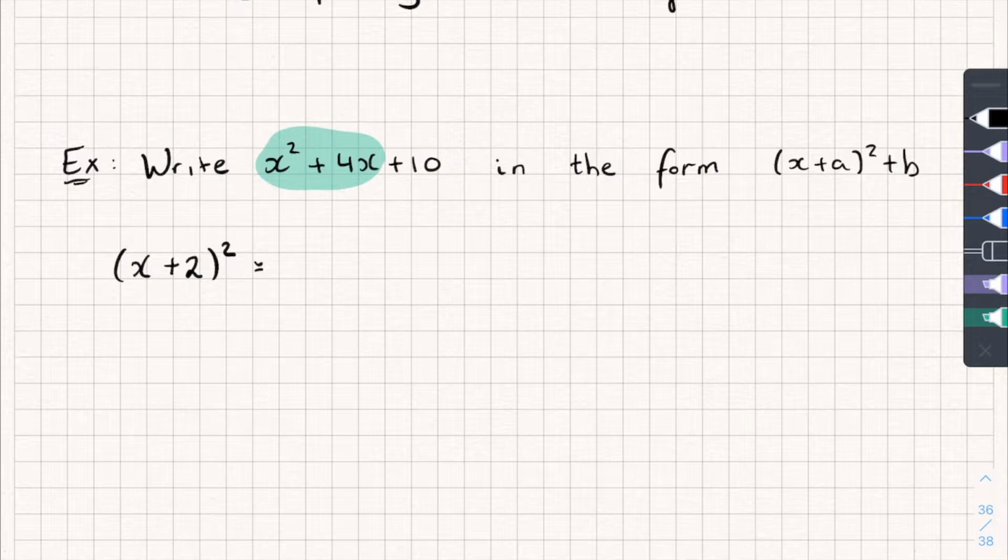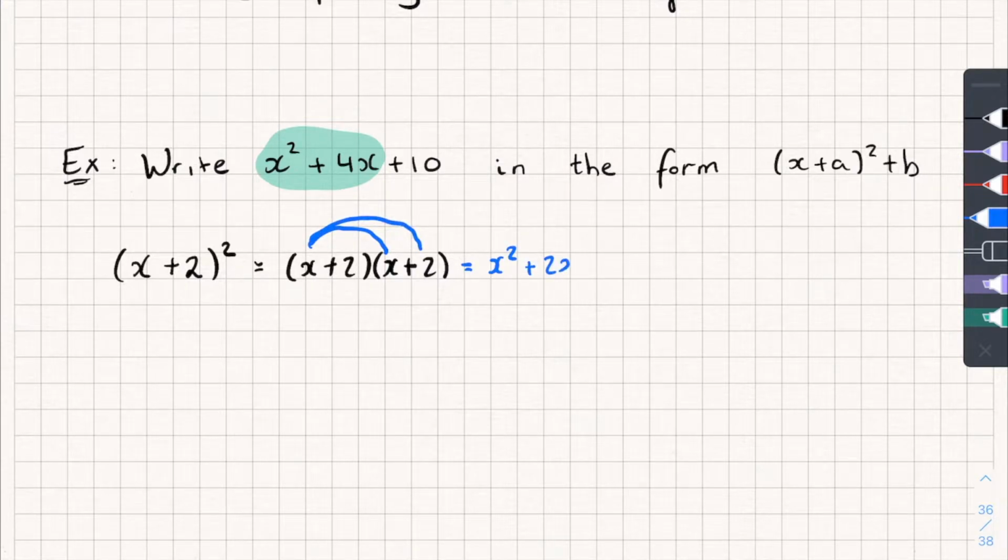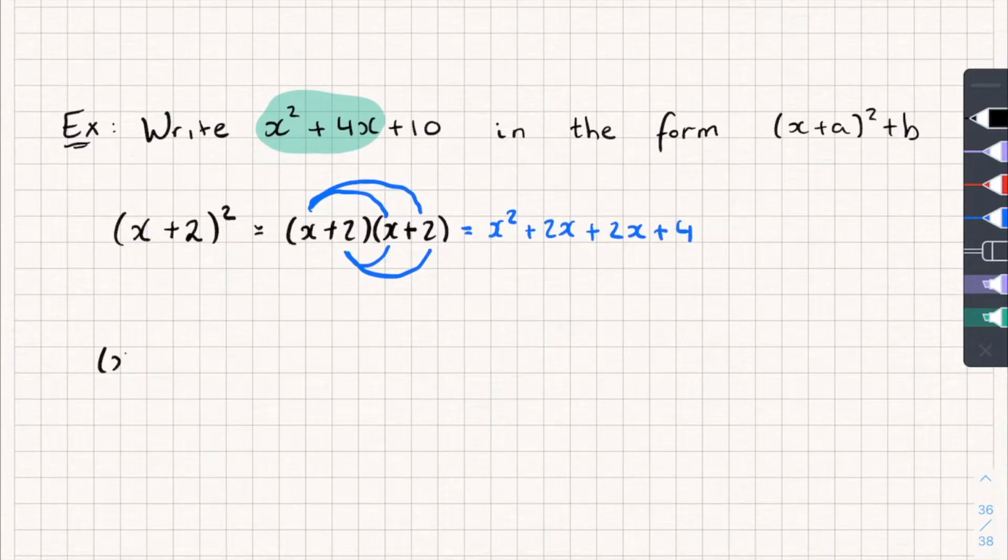Now if I expand that, let's see what we get. We've got x plus 2 multiplied by x plus 2. And if we expand it, we get x multiplied by x, which is x squared, x multiplied by 2, which is 2x, 2 multiplied by x, which is 2x, and 2 multiplied by 2, which is plus 4. Now if I simplify this and collect like terms, we find that (x plus 2) squared is equal to x squared plus 4x plus 4. And we'll notice if we look at what happens when we expand it, the first two terms are the exact same as the original quadratic.